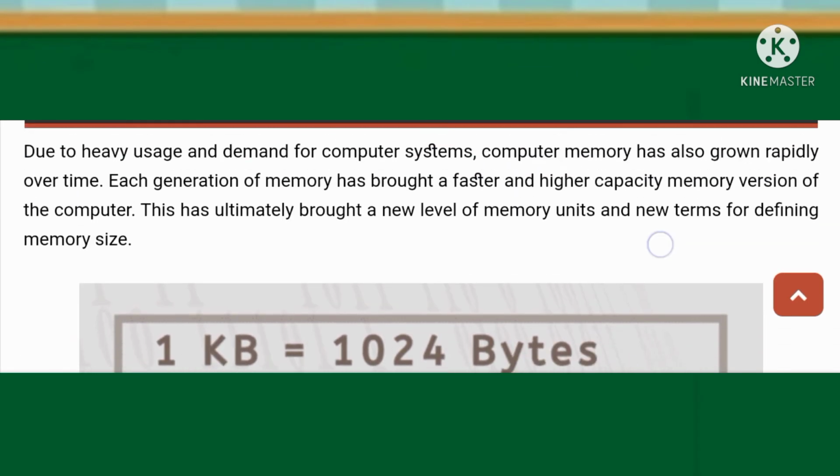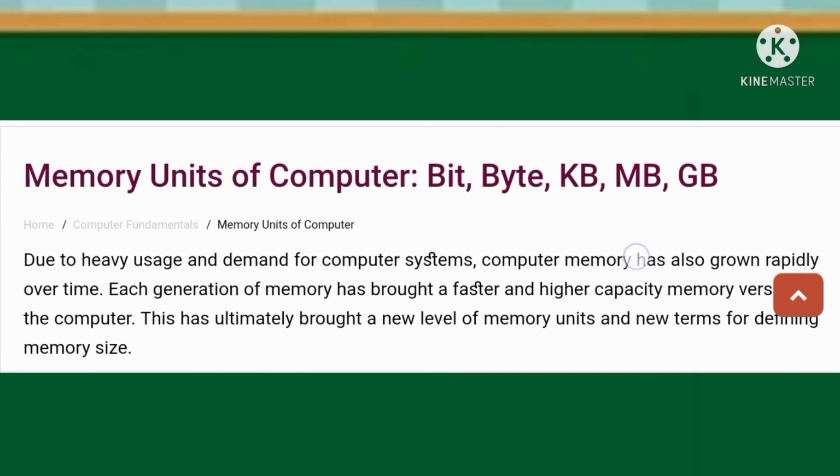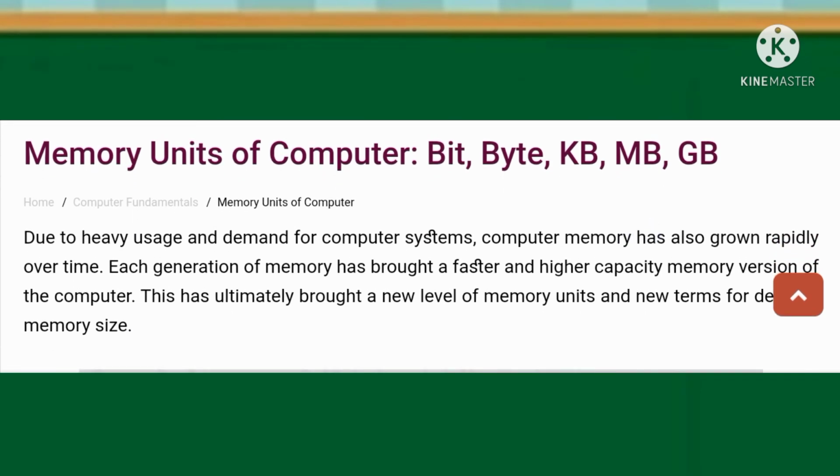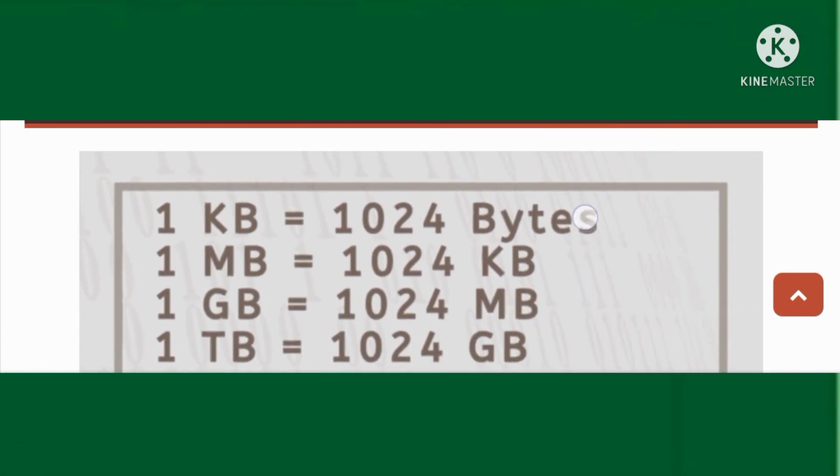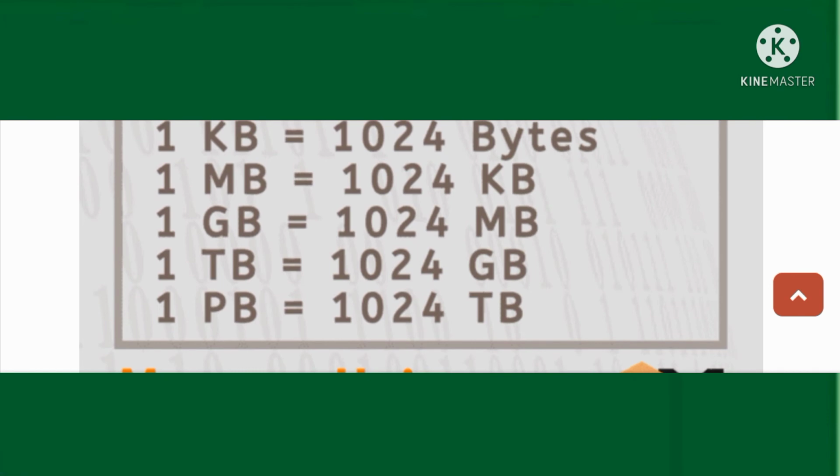Hello guys, this is our next topic. It is about memory units of a computer: bit, byte, KB, MB, and gig. This is the example for that. 1 KB is equivalent to 1024 bytes. 1 MB is equivalent to 1024 KB. 1 gig is equivalent to 1024 MB. 1 TB is equivalent to 1024 gig. 1 PB is equivalent to 1024 TB.